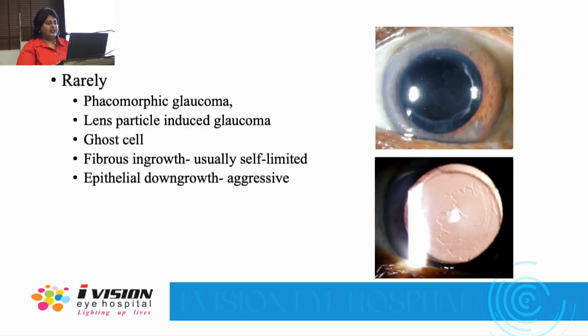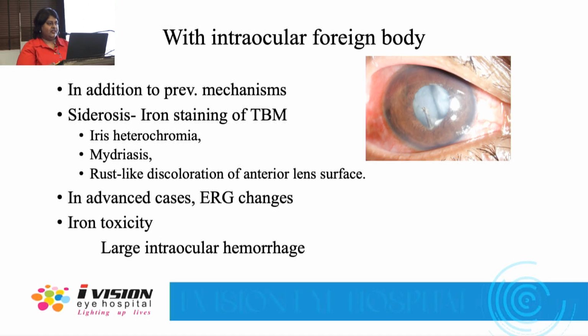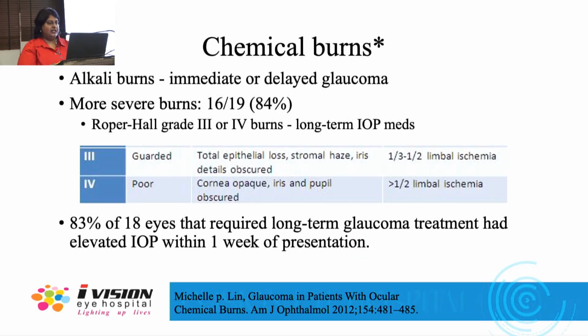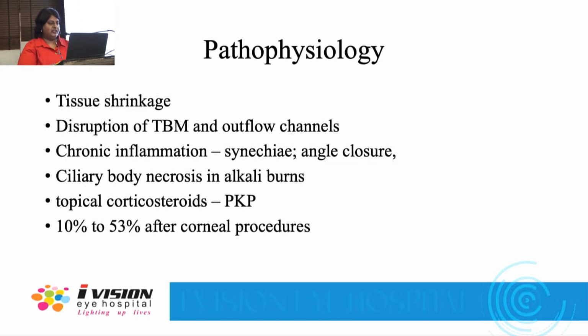We should always remember epithelial ingrowth, epithelial downgrowth and fibrous ingrowth, which might also block the angles. When there are intraocular foreign bodies, siderosis and chalcosis also have to be remembered. In chalcosis, glaucoma is usually rare. Chemical burns can also lead to glaucoma because of tissue shrinkage and disruption of the trabecular meshwork, and this leads to chronic inflammation. The trabecular meshwork is also affected because of the inflammation. Ciliary body necrosis can happen in alkali burns.